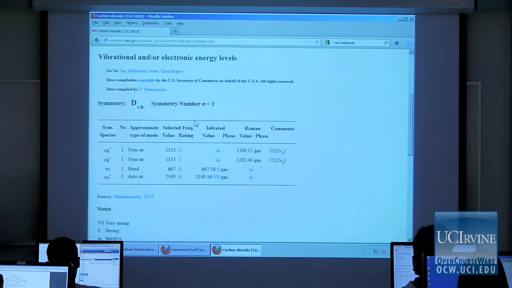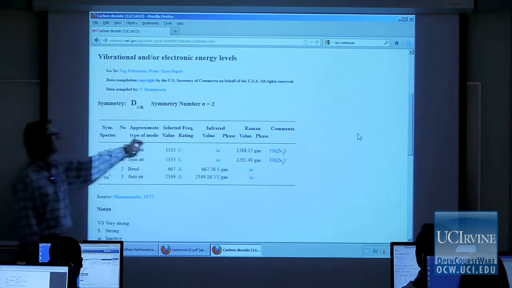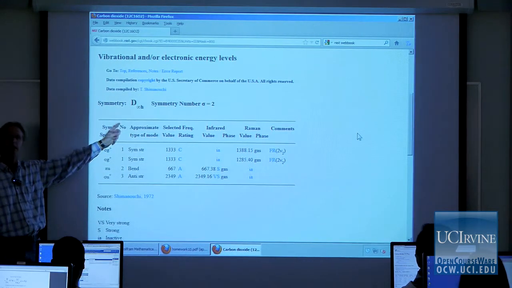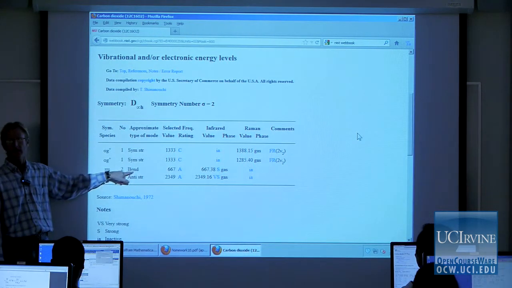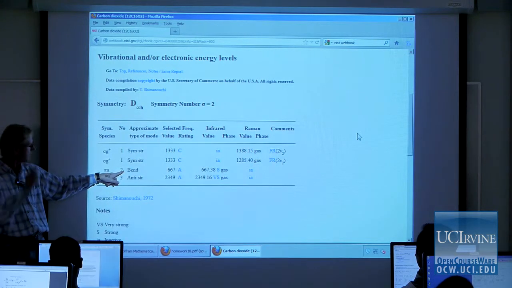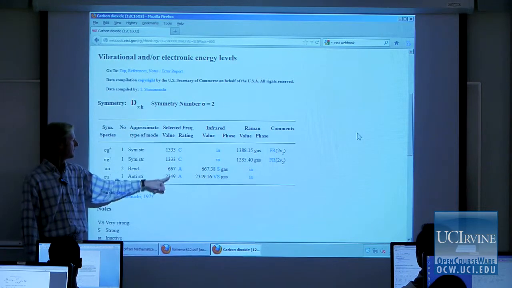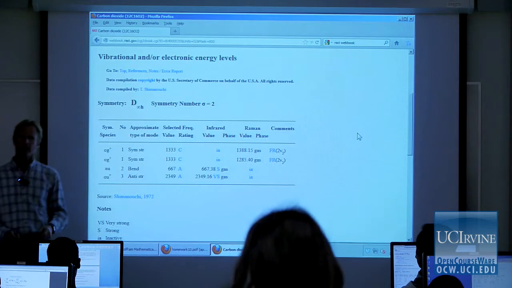Okay, and what we get down here is a list of a lot of data, and what we're mostly interested in are selected frequencies for appropriate modes. Now remember, last time, since we only considered motion in one dimension, our model does not contain any information about the bend. Okay, so what we'll do is we'll write down these frequencies for the symmetric and anti-symmetric stretch, which we did in fact calculate last time.